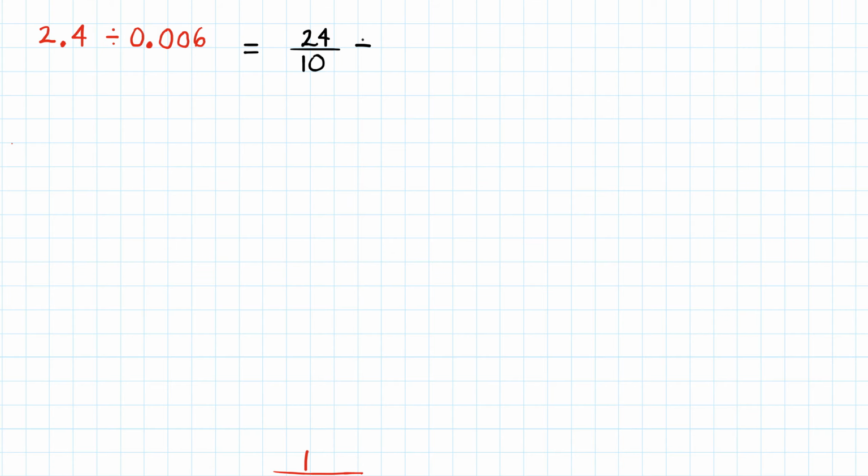Wonderful. Divided by 6 over 1,000. So how do we divide fractions? We do a stay, change, flip. So I have to write this one as 24 over 10 times 1,000 over 6.